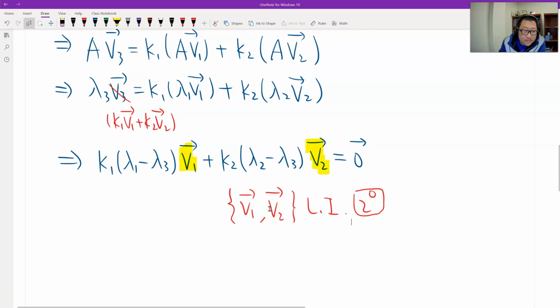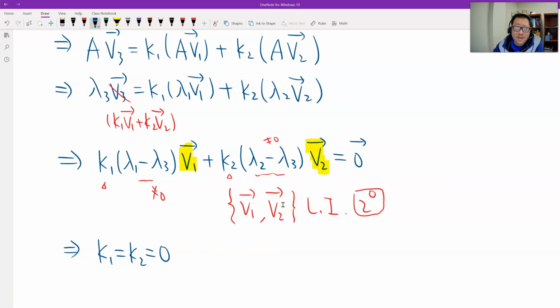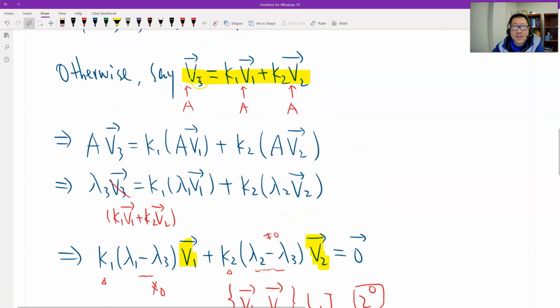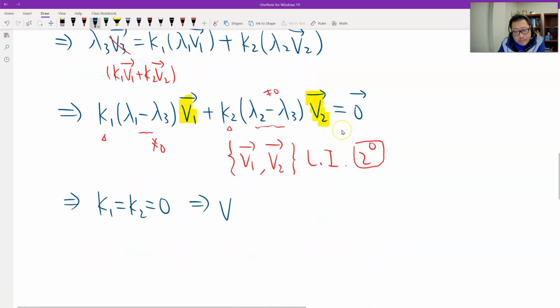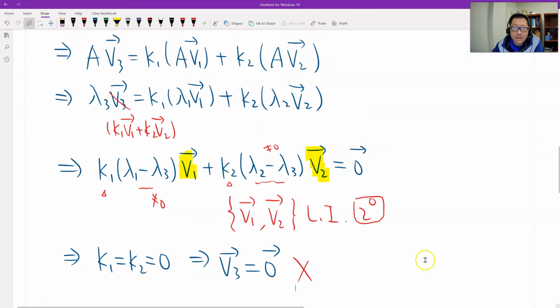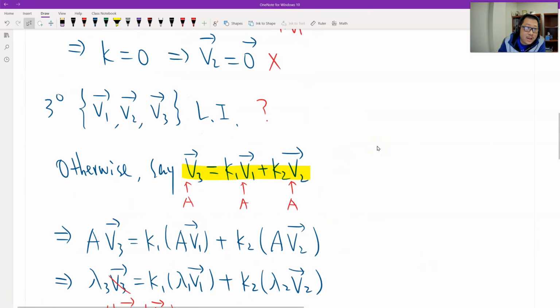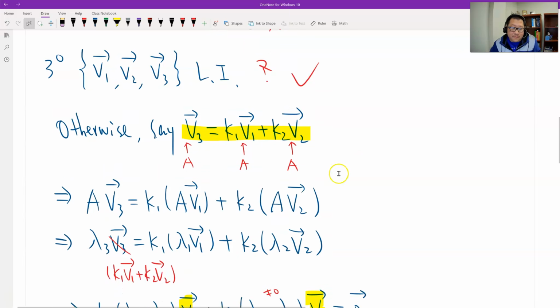Therefore, I should get this. This is not a 0, definitely. And therefore I get k1 should be 0, right? And then again, this is not a 0, so this k2 should be 0. Therefore I get this result: k1 and k2 are 0. What does that mean? It means V3 should be the 0 vector. Is this possible? Of course not, because V3 is an eigenvector, it is not 0. So therefore, conflict. We go back: they are not linearly dependent. Therefore we prove the result.